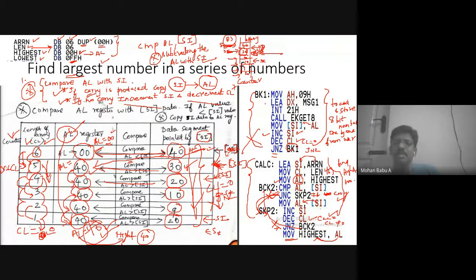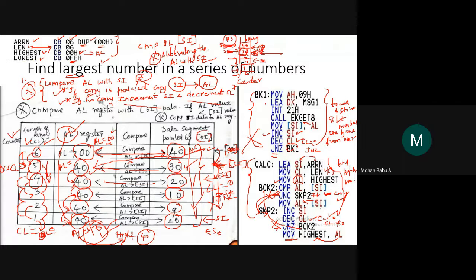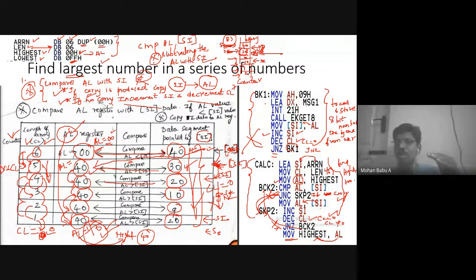This is very important. If carry is produced, simply copy SI to the AL register. That means after subtracting the AL register value with SI, if carry is produced, just simply copy SI to AL. If no carry, simply increment SI, decrement the counter, compare the value of SI with AL and check for carry. If carry, simply copy to AL. If no carry, just hold the previous value of AL for the next comparison. That is the meaning.